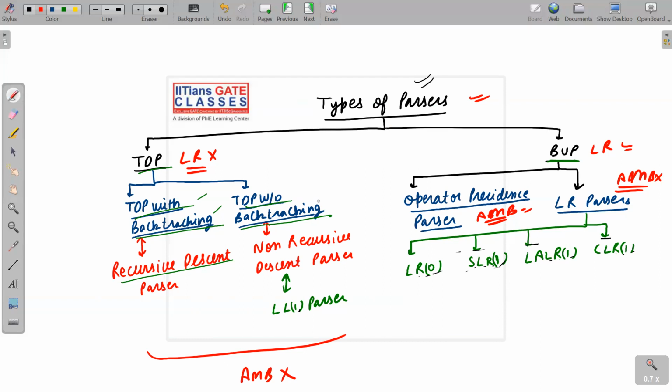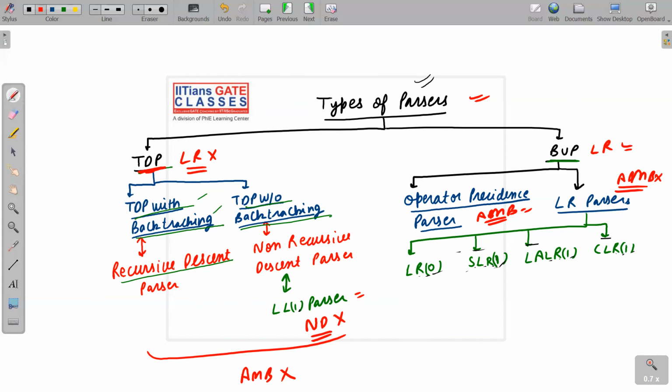Why we are not able to parse? Don't worry, we will study them in detail when we jump to these top-down parsers. And the third bifurcation was non-determinism: deterministic and non-deterministic grammars. Non-deterministic grammars cannot be parsed by a top-down parser without backtracking. That is the LL1 parser. You have to remember this.